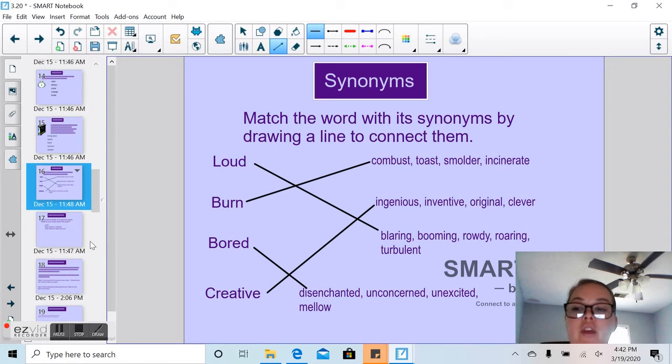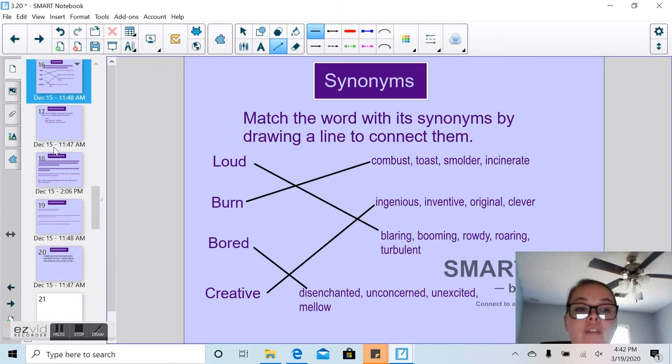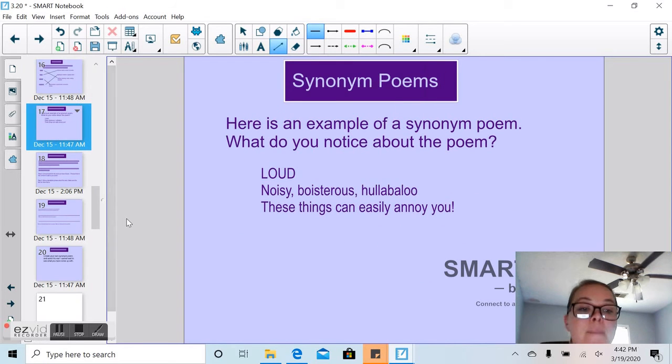Now we're going to do something a little bit more fun. We're going to look at synonym poems. So a synonym poem, we're going to think about, what does this poem tell me? The title of the poem is Loud. Here's what the poem says. Noisy, boisterous, hullabaloo. These things can easily annoy you. So if something is loud, it's noisy, it's boisterous, it's hullabaloo. And usually when things are loud, they can get very annoying.